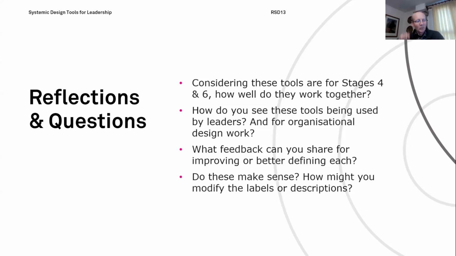But maybe even more importantly, and this is something that Kinsey was speaking about, coming out of your breakouts: how do you see these tools used by organizational leaders, if you work in those contexts? In organizational design itself, for actually building high impact groups. And so what feedback might you have? So we open it up.